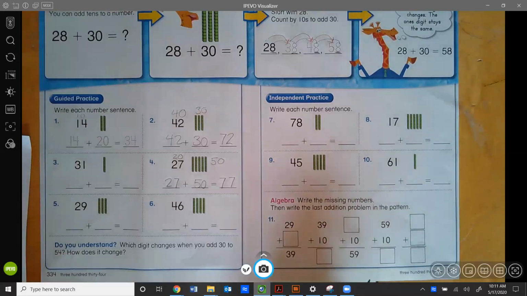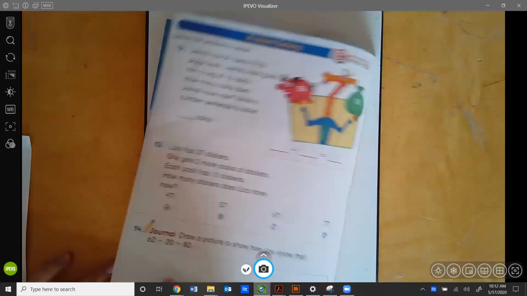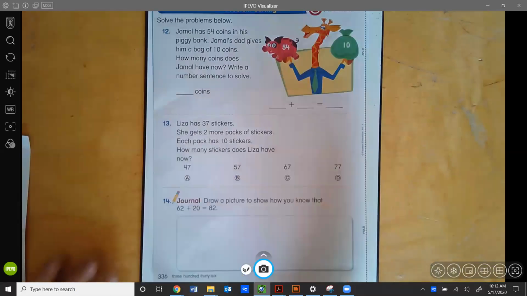And there is a pattern. So we're seeing 29, 39, what would come next? And then 59, and then what would the final problem be, okay? Let's take a look at the back. My favorite part is your journal, so let's read that.